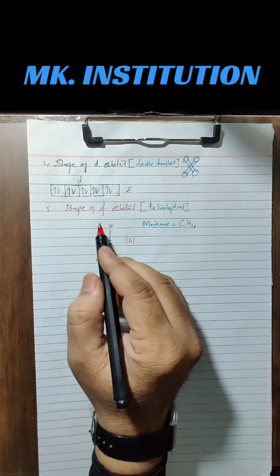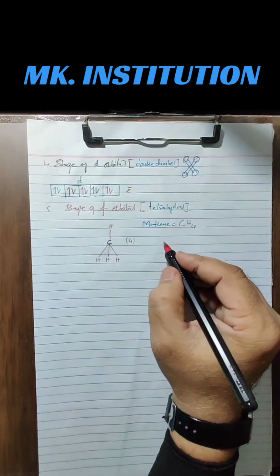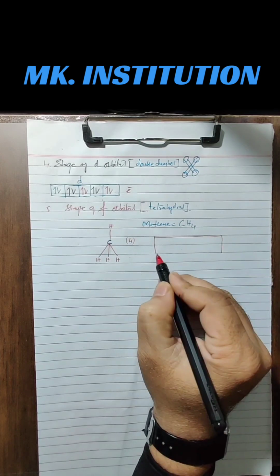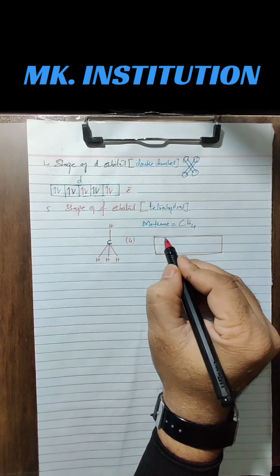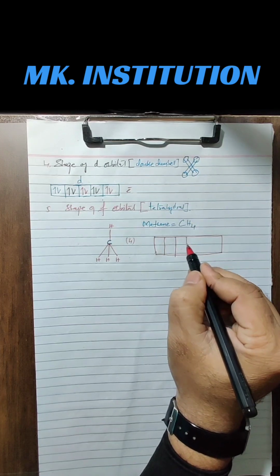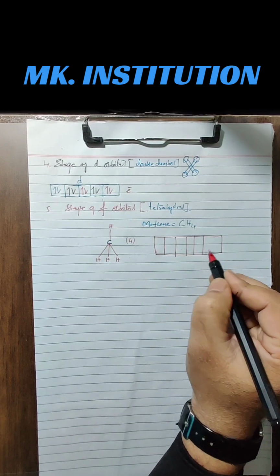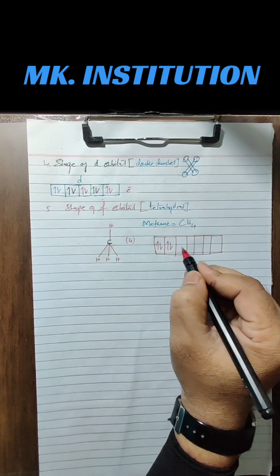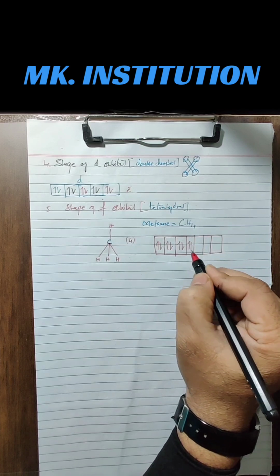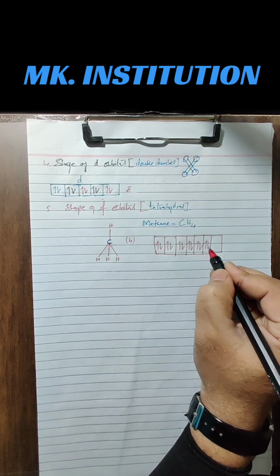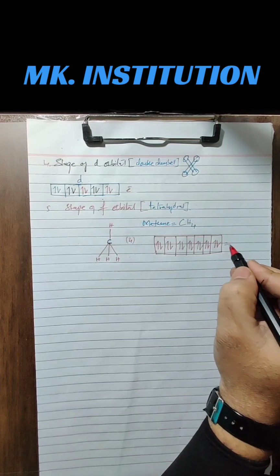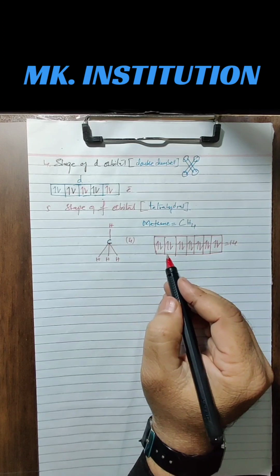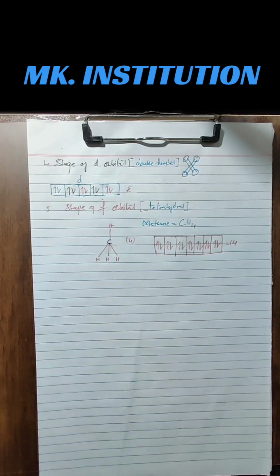And how many orbitals will be there in f? Total 7 will be there: 1, 2, 3, 4, 5, 6, 7. Then electrons: 2, 4, 6, 8, 10, 12, 14. Total 14 capacity. 14 electrons you can find here. This many electrons can be accommodated in this. This is the shape of the f orbital.